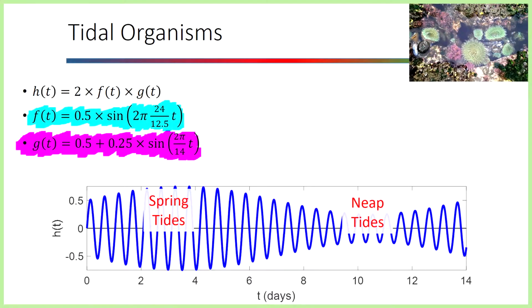Thus the ecological pressures facing these organisms are strongly coupled with the rate at which the water is rising or falling. And of course, since our function is telling us the height of the tides, taking the derivative of the function h of t will tell us how rapidly the tides are rising or falling. So let's go ahead and calculate that.